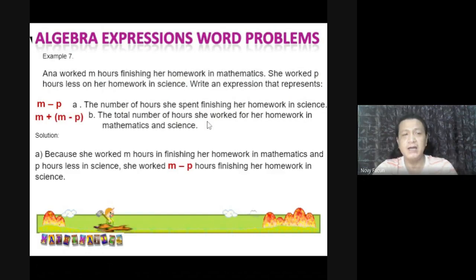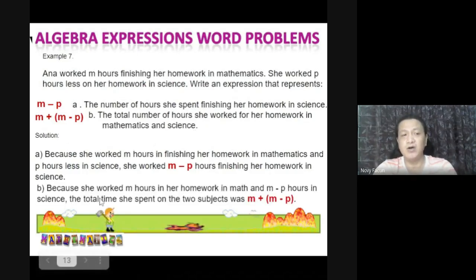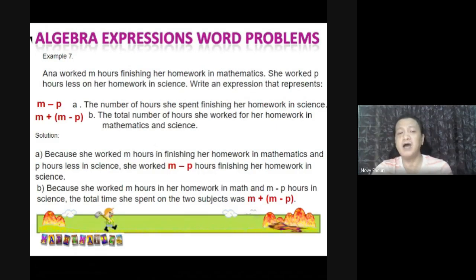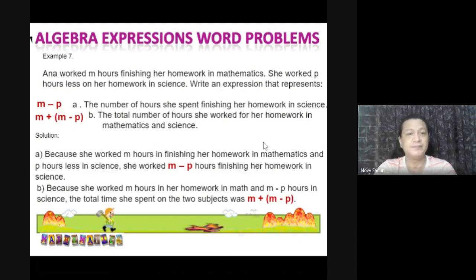And for letter B, the total number of hours she worked for her homework in mathematics and science, that is M plus the quantity of M minus P. Since we already have the answer for M minus P, that is the science, she worked M hours in her homework in math and M minus P hours in science. The total time she spent on the two subjects was M plus the quantity of M minus P.